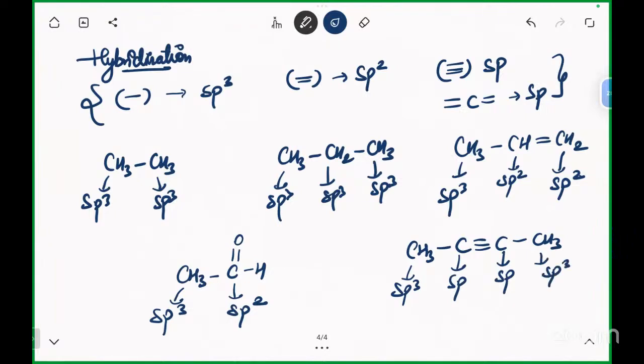So just see how many bonds are bonded to the carbon on the left, right, above, and down. If the 4 valencies are bonded with single bonds, then sp3; if a double bond is present, then we have to go for sp2, and for a triple bond, sp. Okay. So these are the basic things.